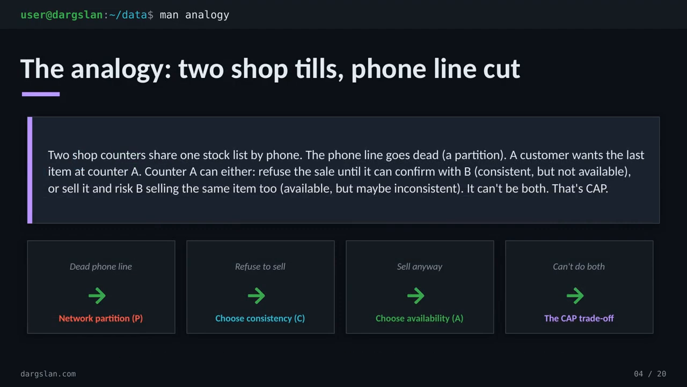To make that trade-off concrete, picture two shop counters sharing one stock list over a phone line. The phone goes dead. That's your network partition. A customer wants the last item at counter A. Counter A can refuse the sale until it reconfirms with B. That's consistency, but the customer walks away empty-handed. Or it can sell anyway and risk B selling the same item. That's availability, at the cost of consistency. You genuinely cannot have both. That's CAP in one shop.